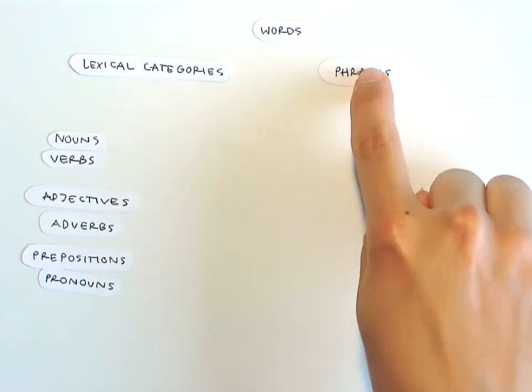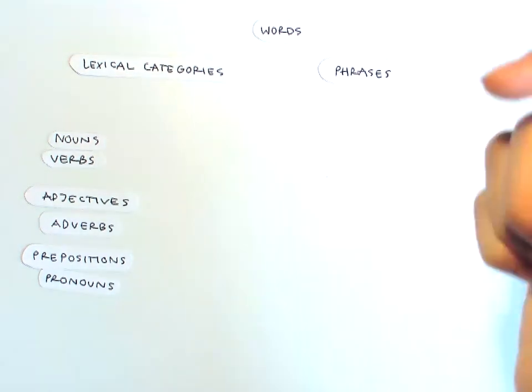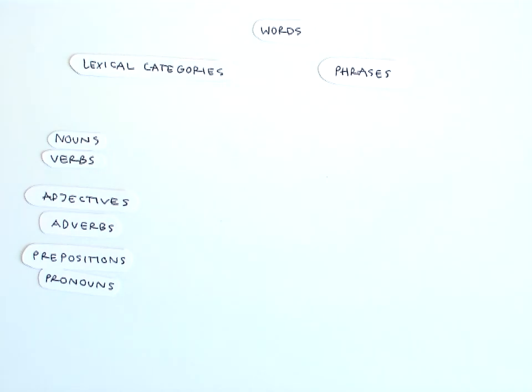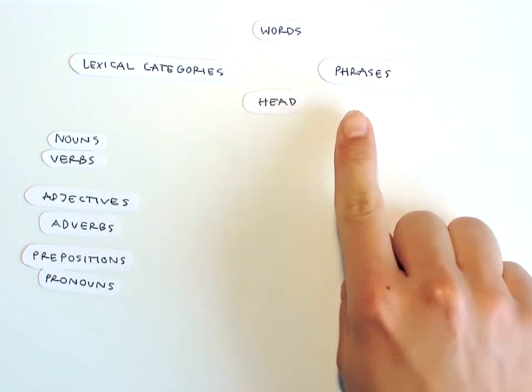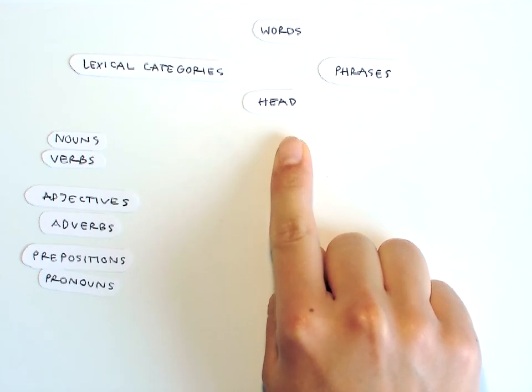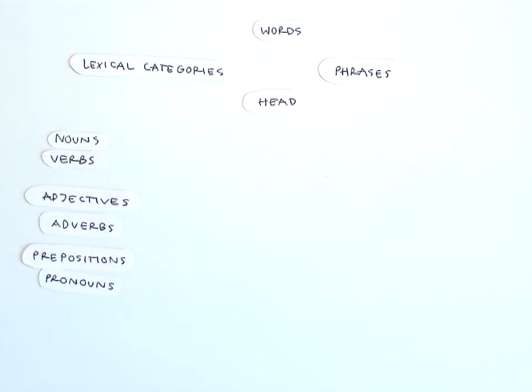Now, phrases are strings of words, and these words belong together. They have a so-called head as their main element. Modifiers and complements support the head, but sometimes a head alone can make up a phrase. The head defines the type of phrase we are dealing with. So if the head is a noun, then the phrase is a noun phrase. The phrase inherits its properties from the head. The head is the least dispensable part of the phrase.